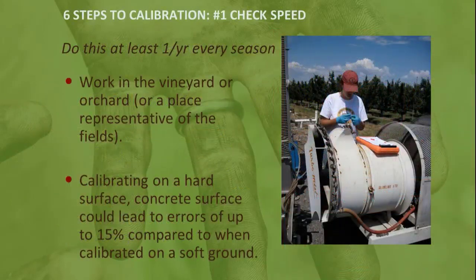So the first item is to check your speed. Do this at least once per year. Work in the orchard and drive the rows as opposed to driving on gravel, because the traction between the surface and the tire can give you as high as a 15% error.